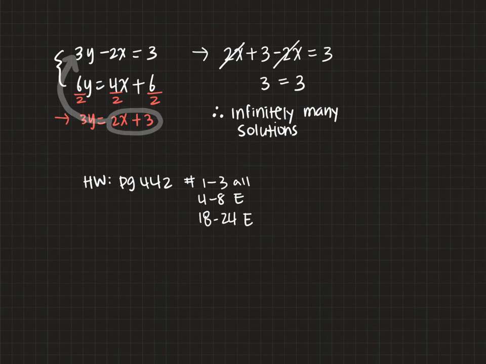Now for the homework for this lesson, I have specific instructions for you to follow. You'll have page 442, number 1, 2, and 3, so all of them, and all you have to do is check if the given point is the solution of those equations. Number 4 through 8, you're going to solve each system of equations by graphing. So you'll have to graph 4, 6, and 8 on graphing paper or a graph that you create. And then for question 18, you'll just have to see if the ordered pair is the answer for the given solution.